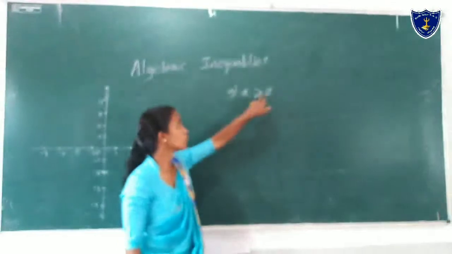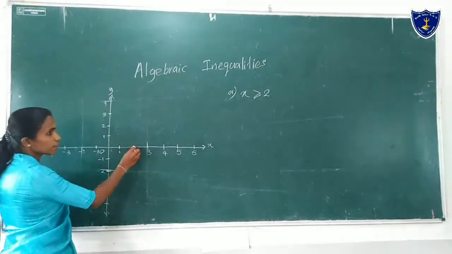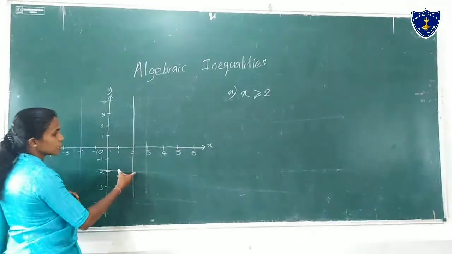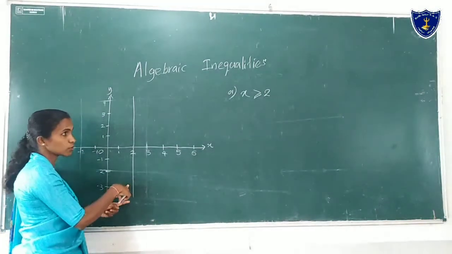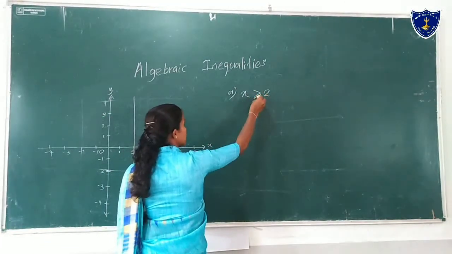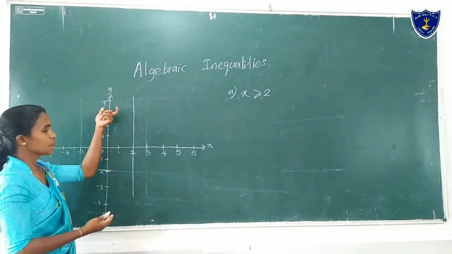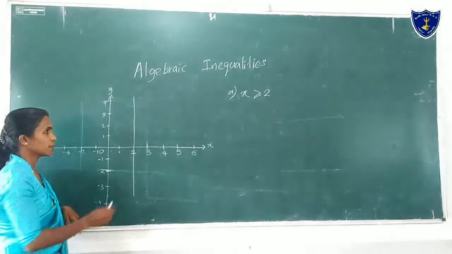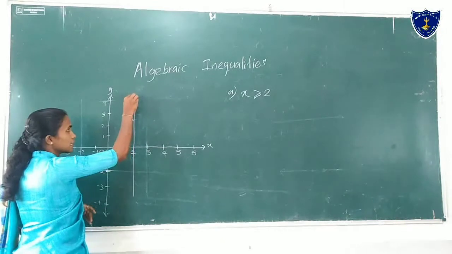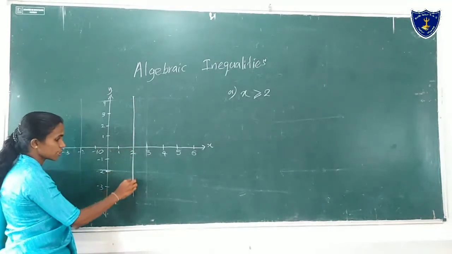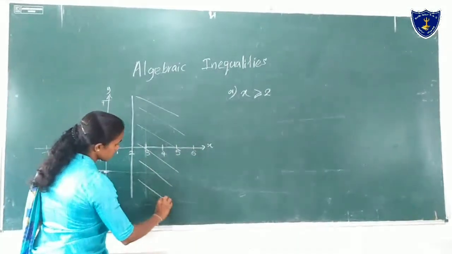Coordinate plane. x greater than or equal to positive 2. What is x equals 2? It should be a line parallel to the y-axis. x equals 2 is the line which is parallel to the y-axis through the point x equals 2. This line is named x equals 2. Now, the region where x should be greater than or equal to 2. No need to consider the y-coordinate. It may be a positive value, or 0, or a negative value. But the x-coordinate should be greater than or equal to 2. So, if it is equal, this is the line x equals 2. This is the region which is greater than positive 2.